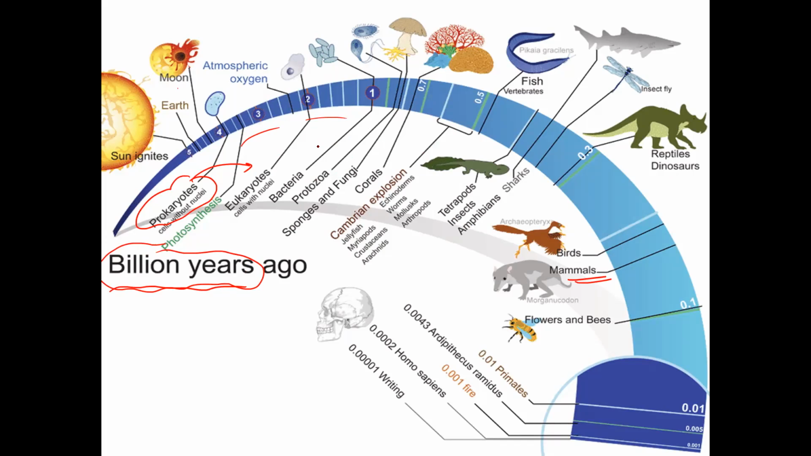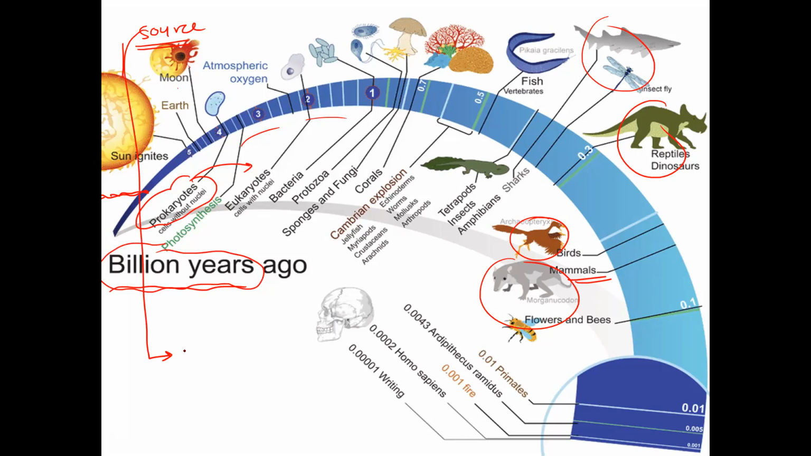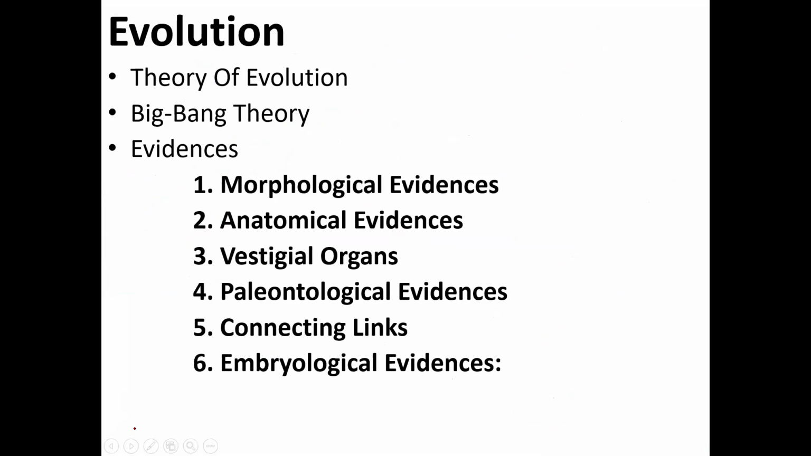So one thing you have to note here, children: all these animals and organisms that we are seeing here are coming from this one source. So this source must be common. Please note this, the source of all these organisms must be common. So they have a common ancestor, right? We need to prove that. So let's start with the theory of evolution.